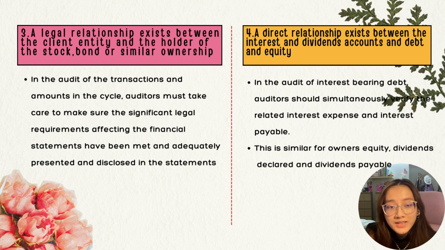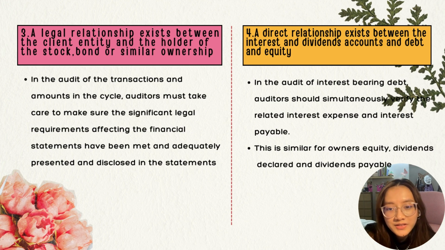In the audit of interest-bearing debt, auditors should simultaneously verify the related interest expense and interest payable. When auditors are examining interest-bearing debt, they should also check the related interest expense, which means the cost of borrowing, and interest payable, the amount owed but not yet paid. This is because these accounts are interrelated. The interest expense for the period should match the interest payable unless it has been paid. Verifying them together helps ensure accuracy and completeness of the financial records.